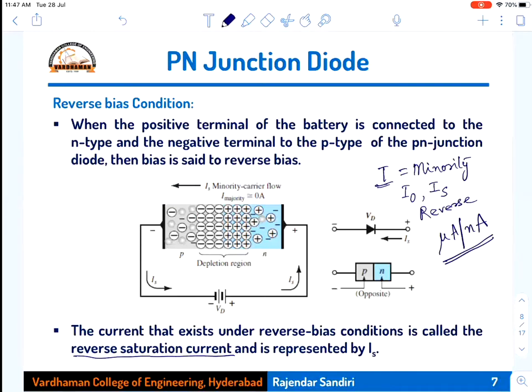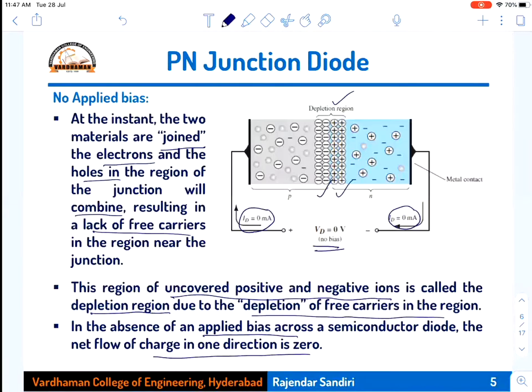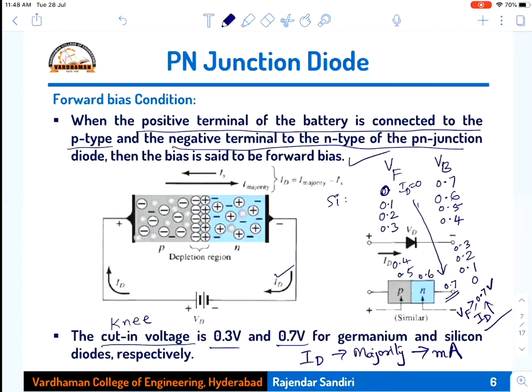Okay, that is all about the operation under no bias. Three things we have seen, in 3 slides. With no applied bias, current is zero. There exists a potential barrier or depletion region, due to diffusion across the junction. When you apply forward bias, the barrier is overcome or cancelled, and the charge carriers cross the junction in large number. The current is equal to the majority charge carrier current, and it is expressed in milliamperes.